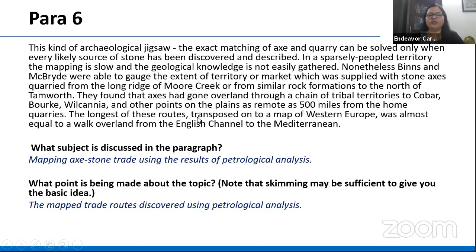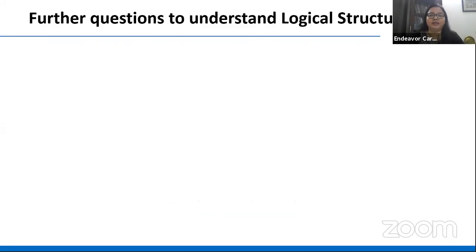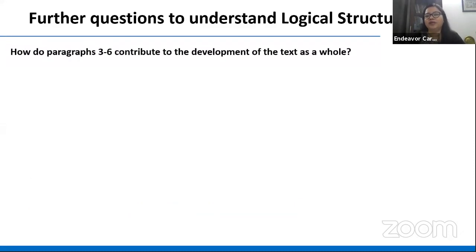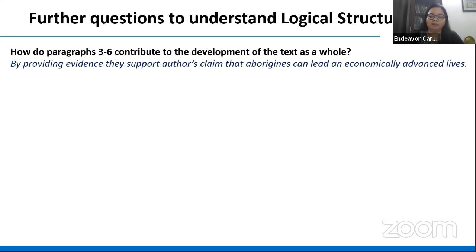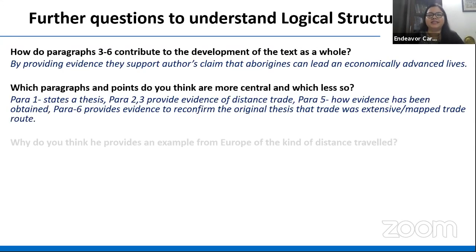The longest of these routes transposed onto a map of Western Europe was almost equal to a walk overland from the English Channel to the Mediterranean. Why does he give this example of Western Europe? Why does he talk of Western Europe? Can't he just say, look, the trading happened over 500 miles? It is very important when you consider the background of the passage, right? There's some background information given. We've made the purpose of this passage clear, right?